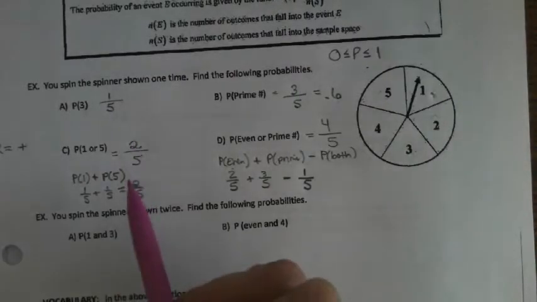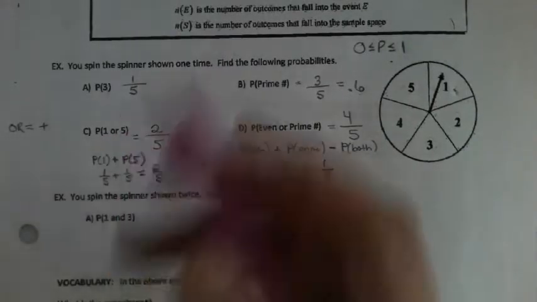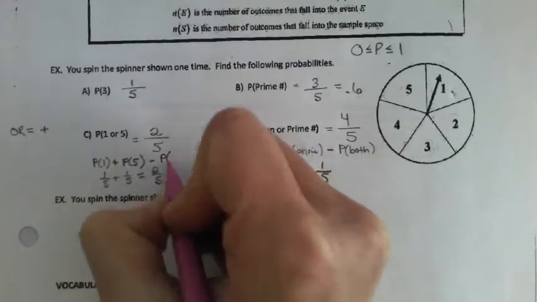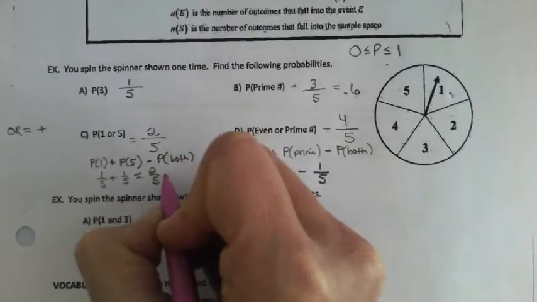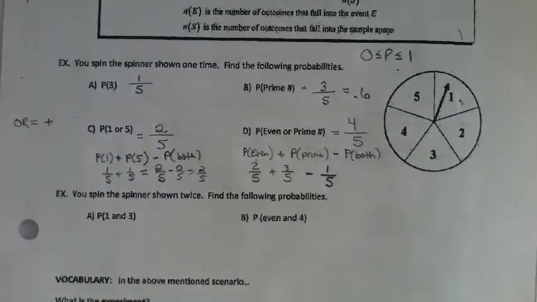This one I didn't have to worry about this because were there any numbers that were both a 1 and a 5? So minus the probability of both? That just never happened. So we subtract off 0 out of 5 and it didn't affect us there.